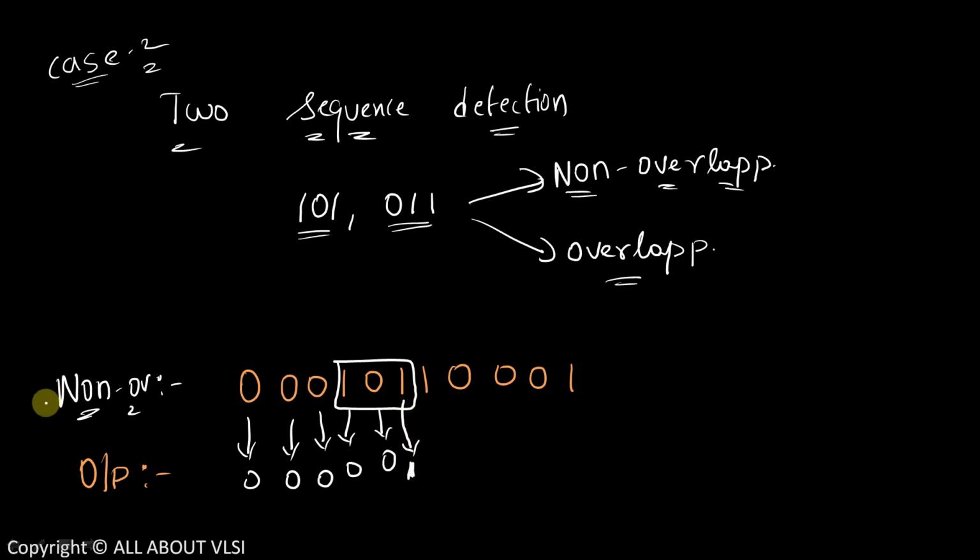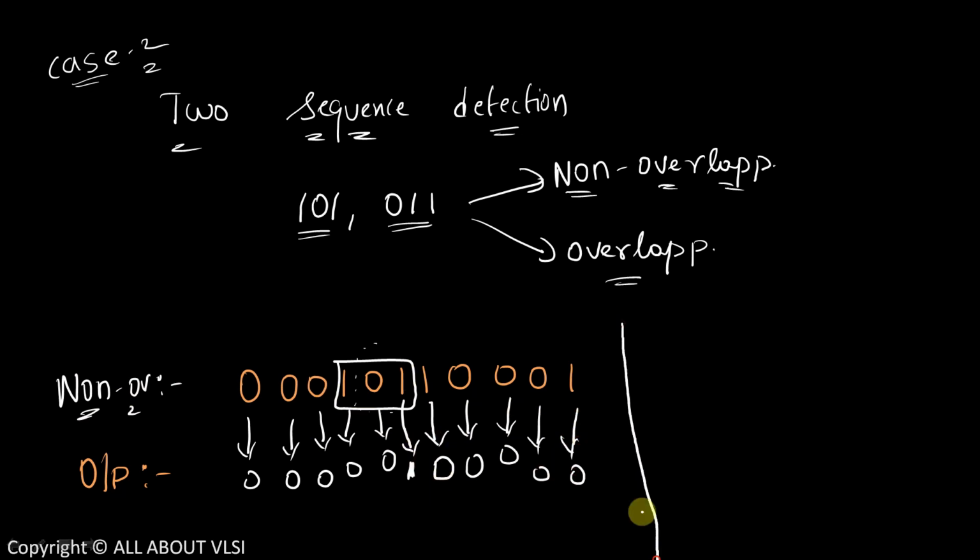That's it. And since we are talking about non-overlapping, we should not consider the bits of the previous sequence. So that's why we are not going to make the output 1 here. You might say, sir, we have detected 0 1 1, so our output should be equal to 1. No, we are talking about non-overlapping, so the bits from the previous sequence we cannot consider. That's why our output is equal to 0 here, and here also we are going to get our output as 0, 0 and 0. So this is a non-overlapping sequence.